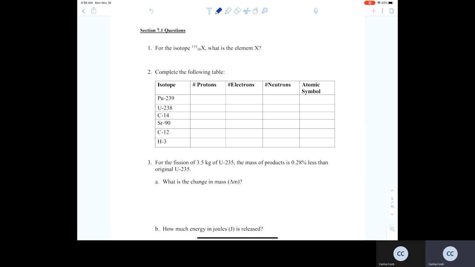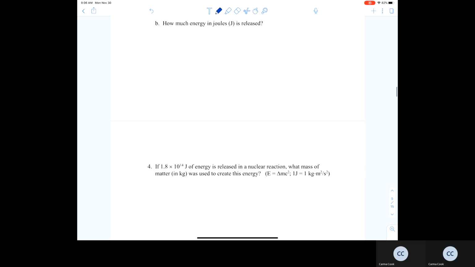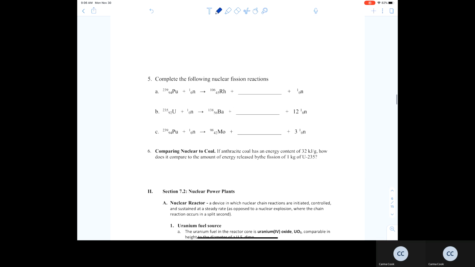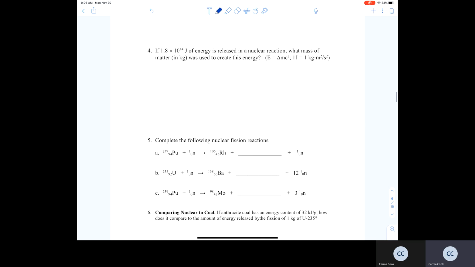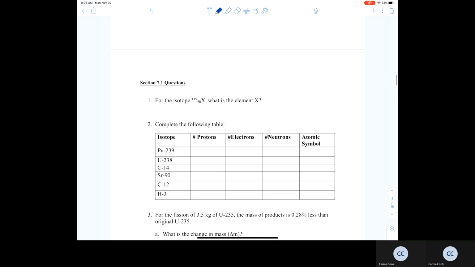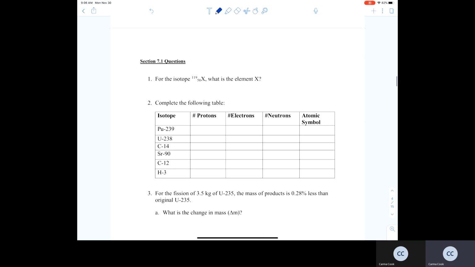And so for section 7.1, there are 6 questions. The first 2 questions are related to isotopes. And so therefore, you want to have your periodic table handy so that you can answer questions 1 and 2.